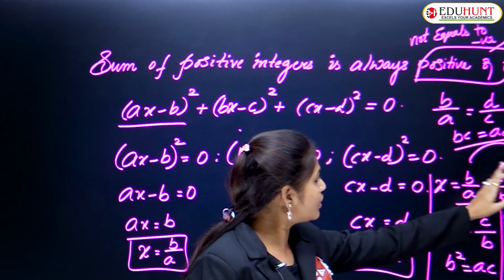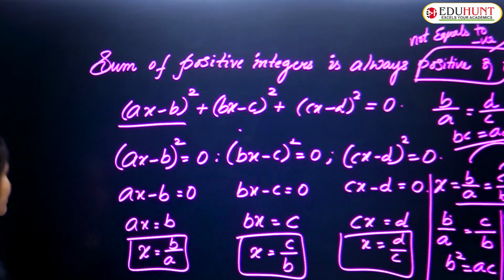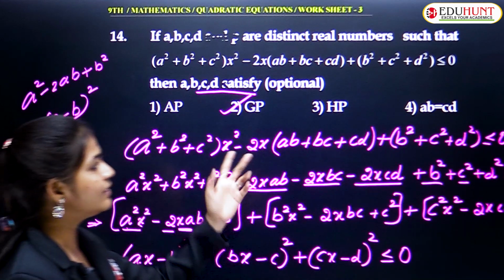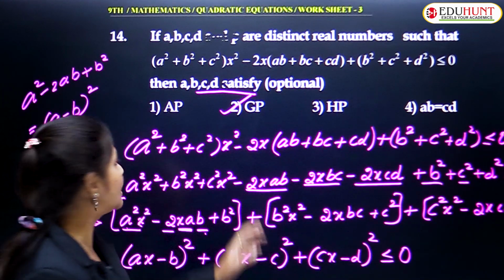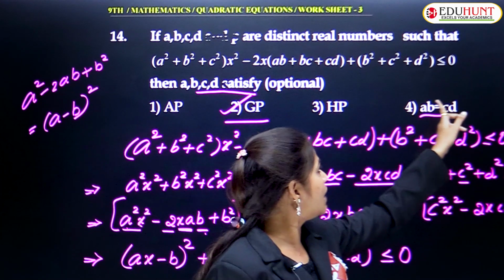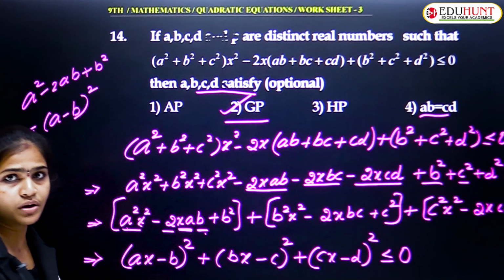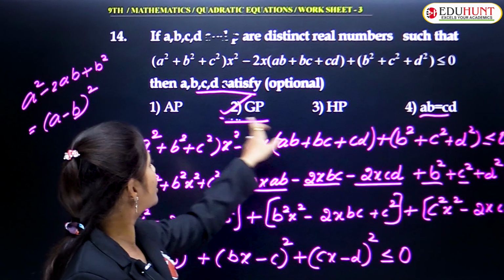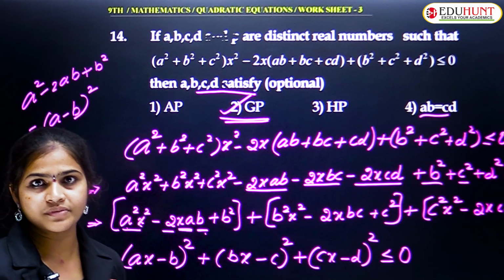And in the same way when you take these two, what are we getting here? bc is equal to ad. So that answer is there, bc is equal to ad, but that is not given as an option. So a, b, c, d satisfy the condition, that is GP. At this place if they give bd is equal to ac, then it will be satisfied. But that condition is not given here, so the correct option is option 2, that is GP. Understand?